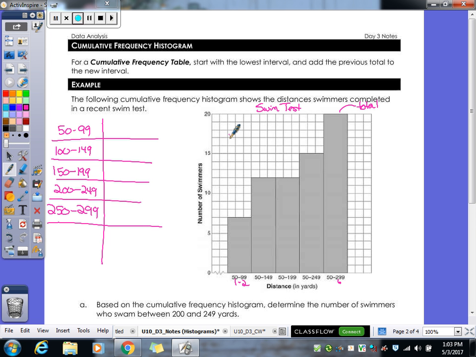So to figure out the kids that just did 5 to 6 laps, I'm going to take this and subtract out all the kids that did less. So 20 minus the bar before, 20 minus 15 is 5. So 5 kids swam the 5 to 6 laps.